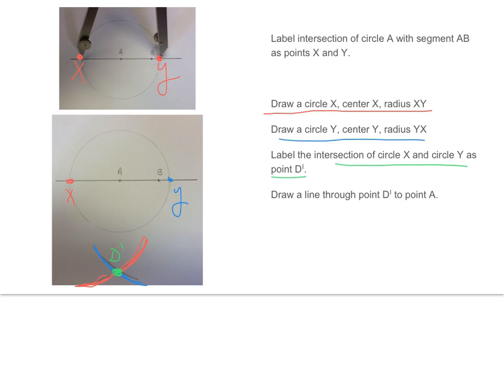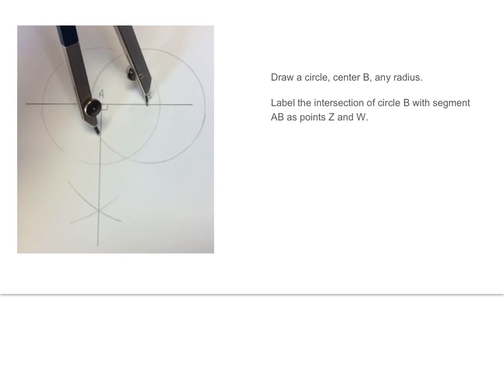And then draw a line through point D prime to point A. Let's get another color. Orange is a nice color. That's yellow. Cool. Good job. That was orange. And we're going to do the same thing with B. Draw a circle, center B, any radius. And then label the intersections of circle B with segment AB as points Z and W.